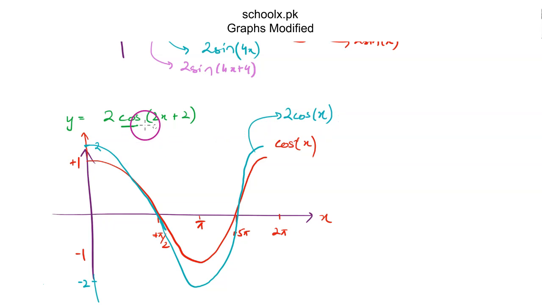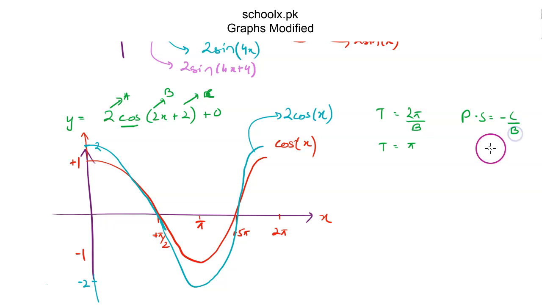Now let's draw the graph of 2 cos 2x plus 2. Alright, so this was our A, this is our B, this is our C. There is no D here. D is 0. So time period will be 2 pi over B, which is pi, and our phase shift will be negative C over B, which is negative 1.